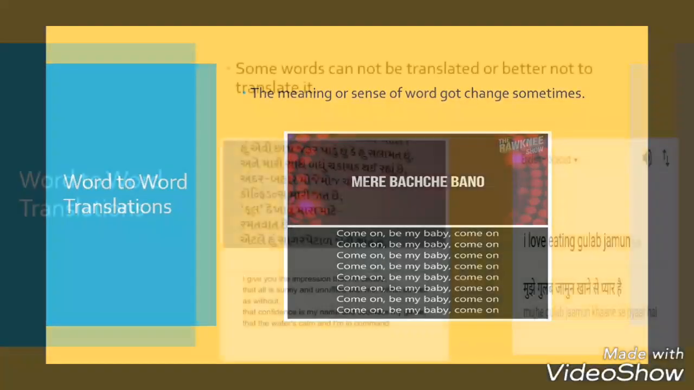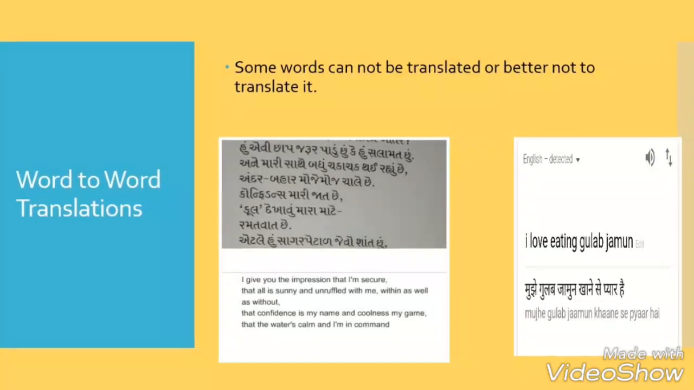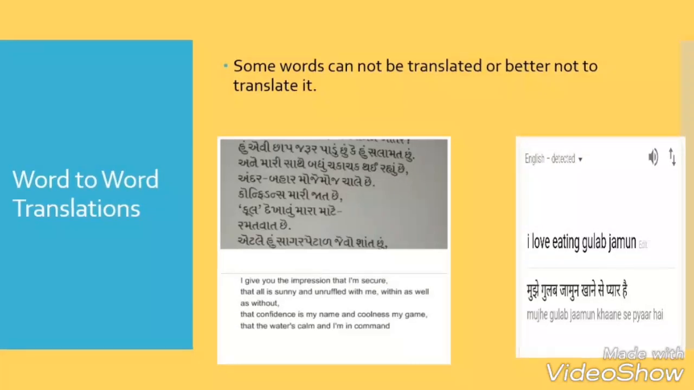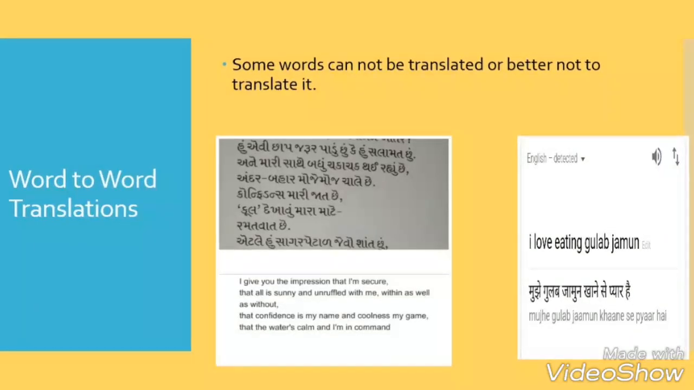Then some words cannot be translated, or it is better not to translate them, right? Our traditional words or some food or anything, we cannot translate it into any other language. Here I have tried that: I love eating gulab jamun, and it is said as mujhe gulab jamun khane se pyar hai. So gulab jamun remained as gulab jamun only. It is not translated. So some words cannot be translated.